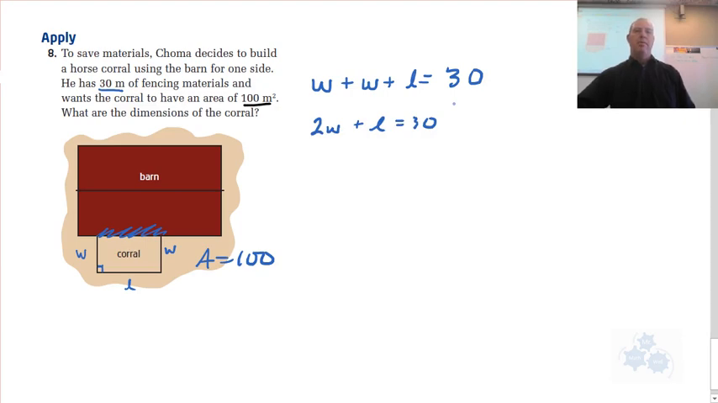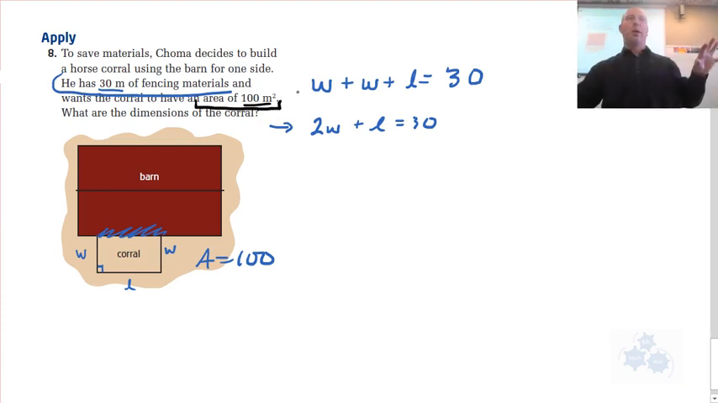All right? Now, the other bit of information, so that's the one equation that we can make. That's the information given the fencing material. The other bit of information is about the area. You see that? Those are two distinct parts of this question. And so we can make another equation using this information. So the area, that's going to be the length times the width, or L times W has to equal 100.